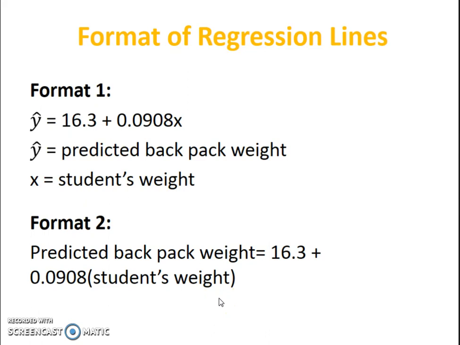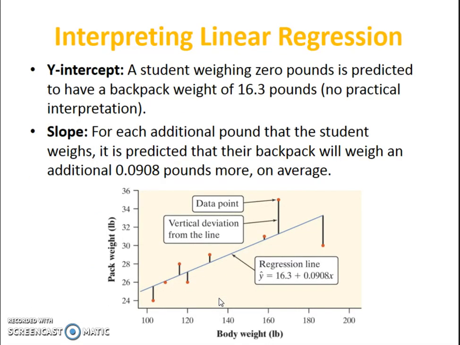Now, say you wanted to interpret your line of best fit. What does the y-intercept mean? What does the slope mean? So, in our instance here, talking about our body weight and backpack weight, our y-intercept of 16.3, how I would interpret that: a student that weighs 0 pounds is predicted to have a backpack of 16.3 pounds. Now, while I can interpret that, it doesn't mean it makes any kind of sense. Obviously, someone can't weigh 0 pounds and carry a backpack. They don't exist. But that's how you would interpret such a thing.